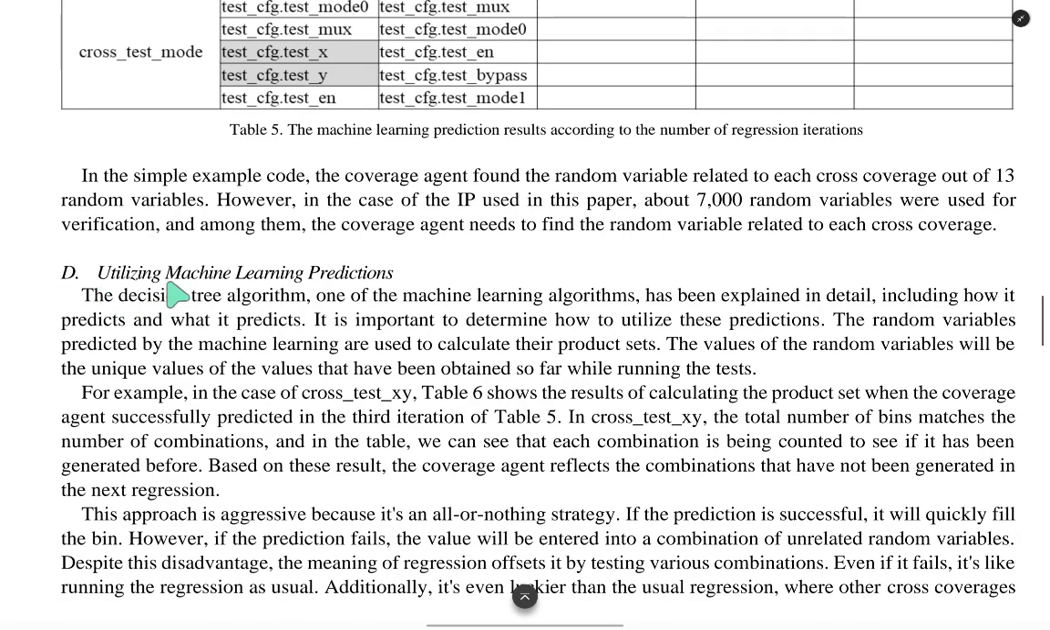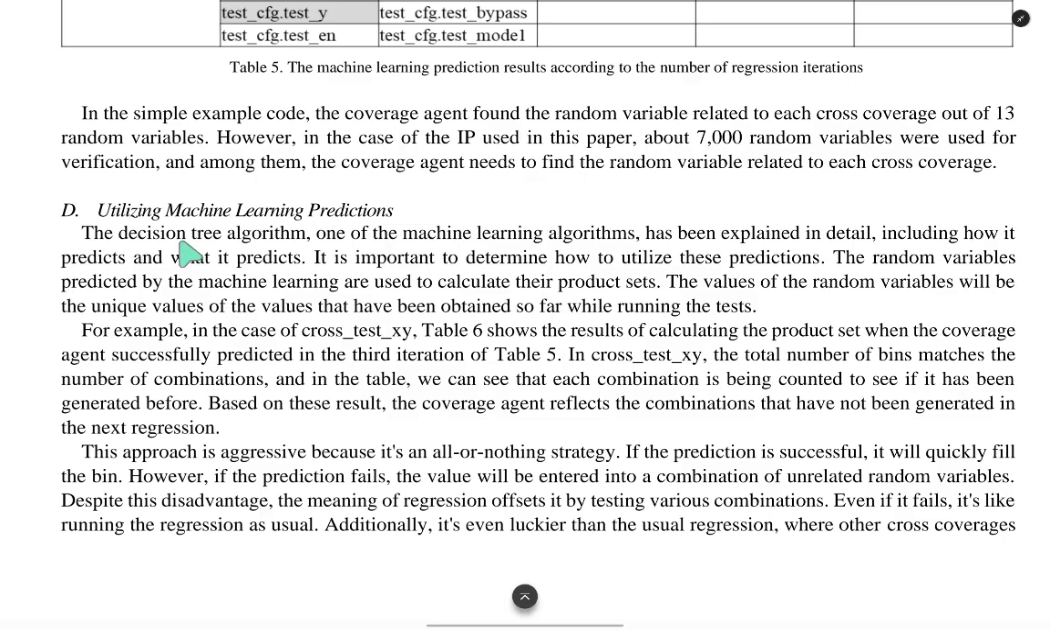D. Utilizing machine learning prediction. The decision tree algorithm, one of the machine learning algorithms, has been explained in detail, including how it predicts and what it predicts. It is important to determine how to utilize these predictions. The random variables predicted by the machine learning are used to calculate their product set.